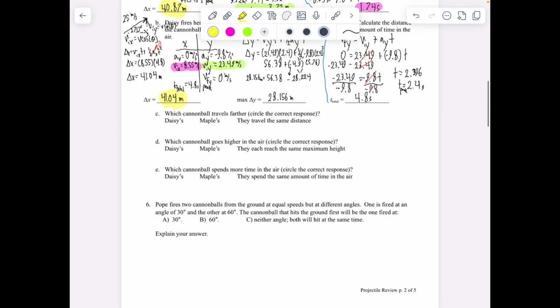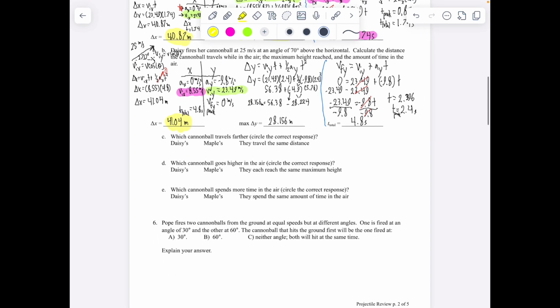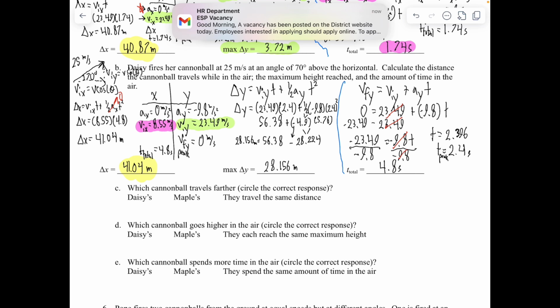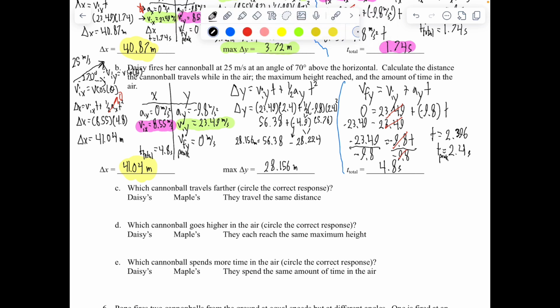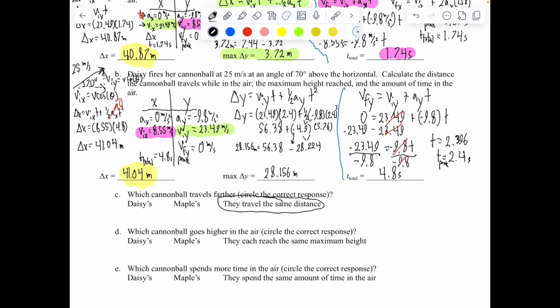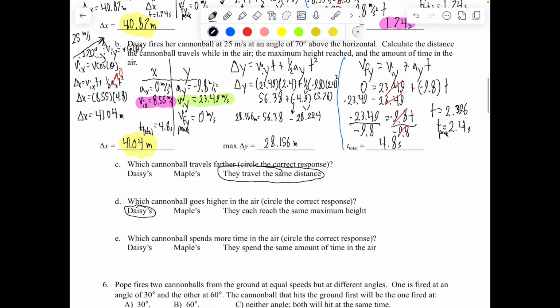All right, part C, which cannonball travels further? Circle the correct response. Again, here, if you're doing this math and you round, you might say, oh, well, Daisy's goes slightly farther. And that's true in the math we did, but that involved a lot of rounding. If we didn't round, they would really travel the same distance. Which cannonball goes higher in the air? Well, that is, of course, going to be the one that's launched at a higher angle. That's going to be Daisy's. Which cannonball spends more time in the air? Well, that's also going to be Daisy's. It's launched at that steeper angle. It spends more time in the air. It goes higher in the air.